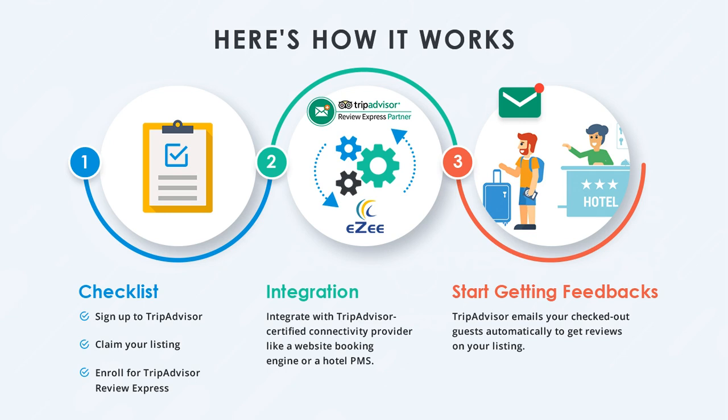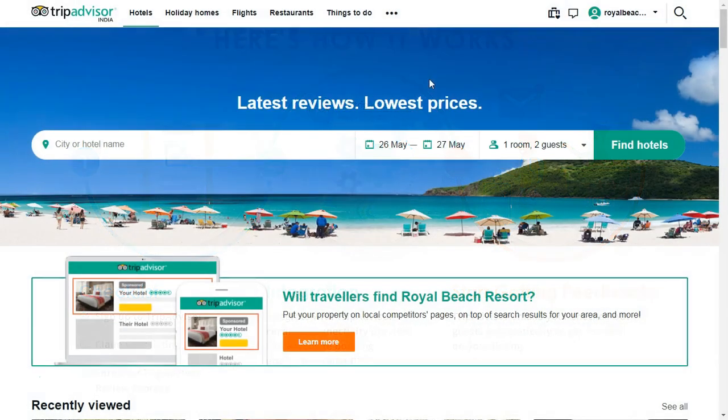Now, if you have a TripAdvisor connectivity partner like eZee Absolute as your PMS vendor, you can automate this process easily. What eZee Absolute does is send your checked out guest details to TripAdvisor at the end of the day so that TripAdvisor can send them an email to give you the feedback. Now, let's see how you can set up the TripAdvisor Review Express.